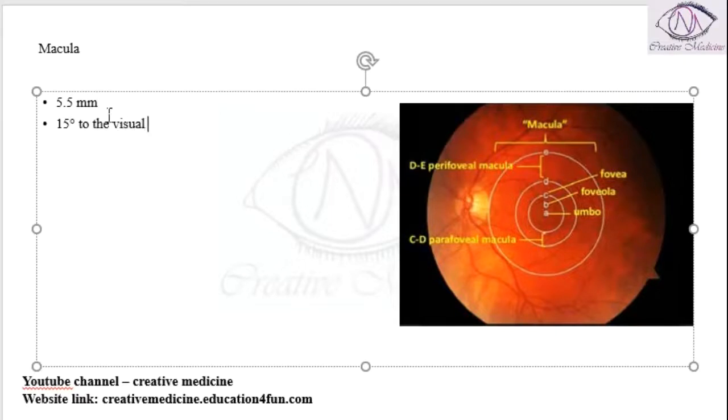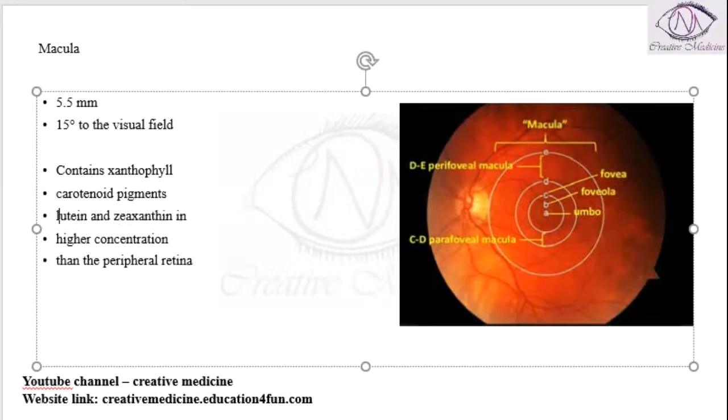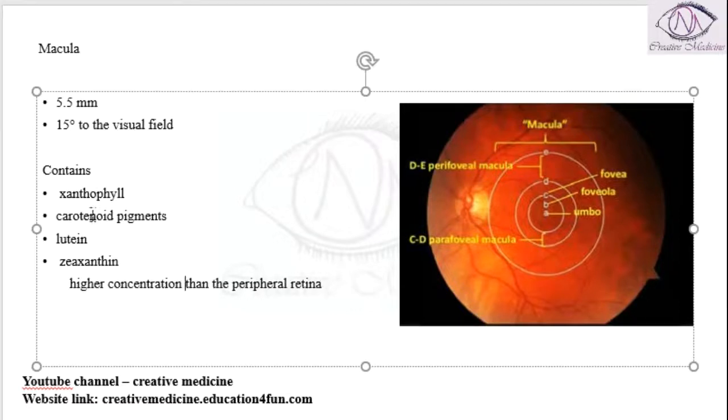The visual axis is 15 degrees to it, so it is 15 degrees to the visual field. It contains the pigment xanthophyll, thus causing this pigmented appearance. It also contains other pigments: carotenoids, lutein, and zeaxanthin. Xanthophylls are present mainly in a higher concentration than in the peripheral retina.